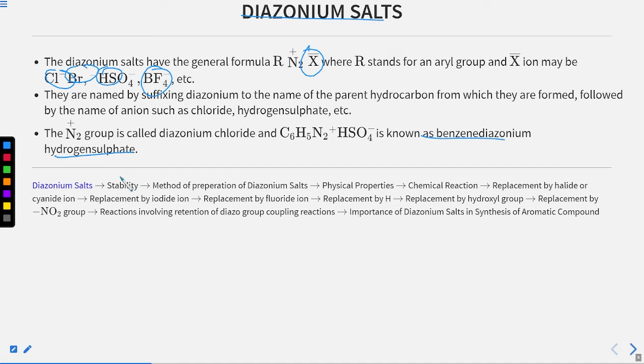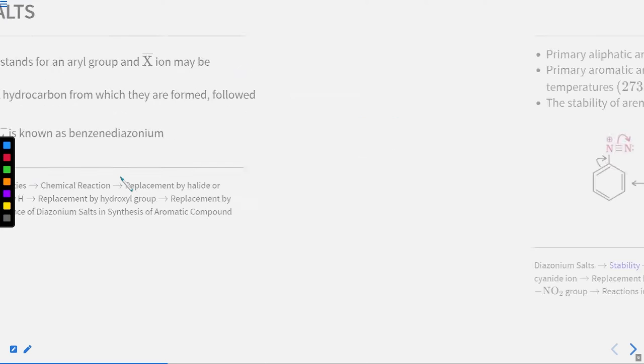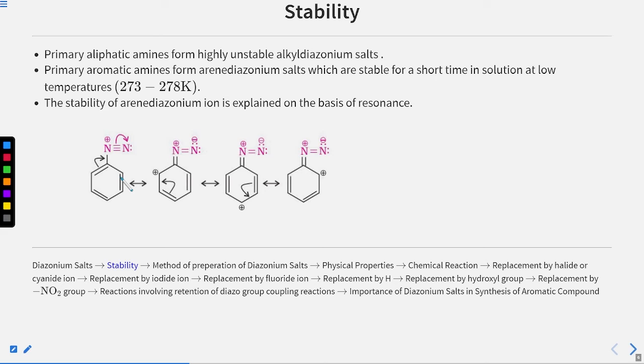Next, we'll see how this is stable, because it is an ionic species. You can see very clearly how it is stable. So basically, only the primary aliphatic amine is stable. This should be kept in mind: only the primary aliphatic amine, not the secondary and tertiary, can form the alkyl diazonium salt.